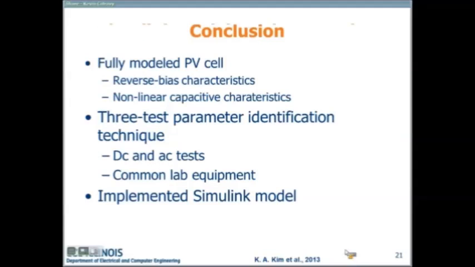Just to recap, we looked at a fully modeled cell, including reverse characteristics and dynamic characteristics, and in particular a nonlinear capacitance. We looked at a three-part parameter identification technique that uses both AC and DC tests and just common equipment. This doesn't need a solar simulator. You need an AC frequency generator, a DC source, and I use a Tektronix scope or some sort of AC analysis tool. Everything is implemented in Simulink.